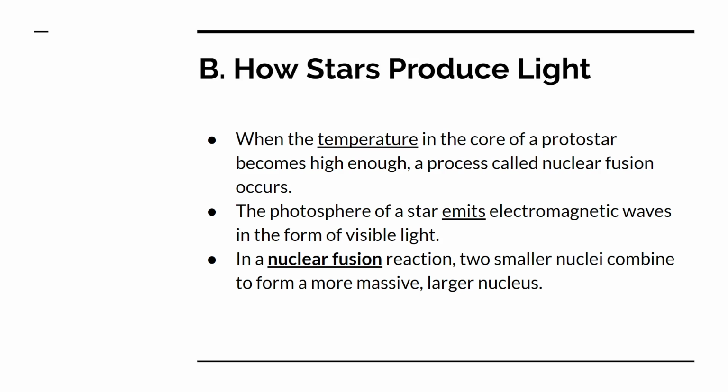In a nuclear fusion reaction, two smaller nuclei combine to form a more massive, larger nucleus. So that's what's happening on the inside of our sun right now. That's what is happening on the inside of any star right now. Two small atoms are combining to form one bigger one.